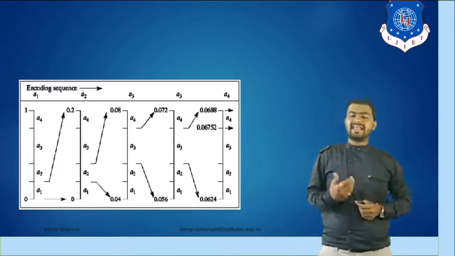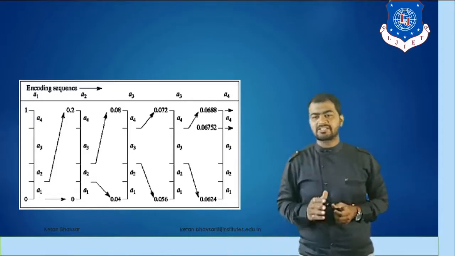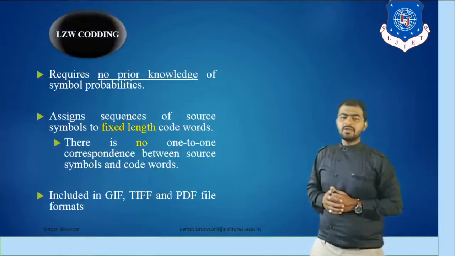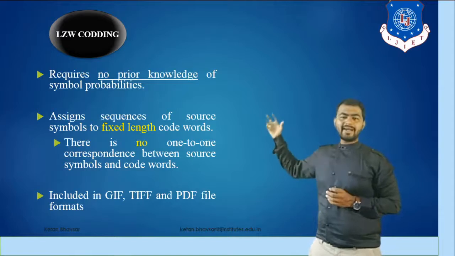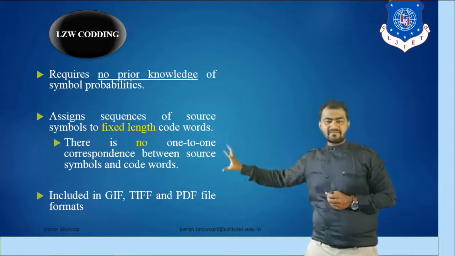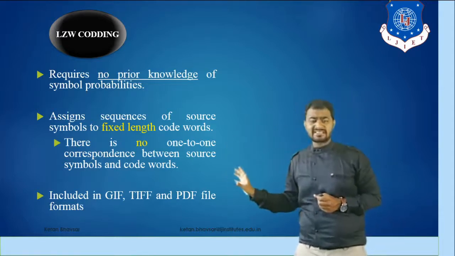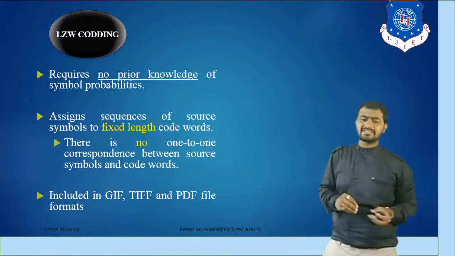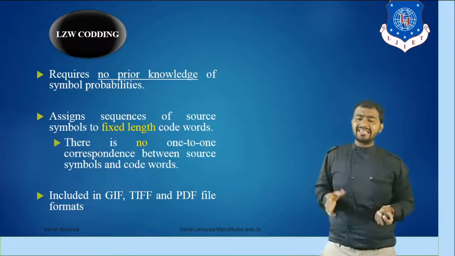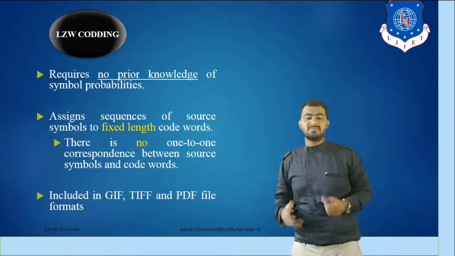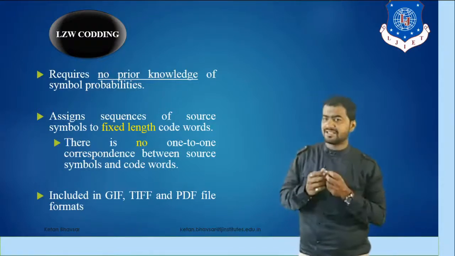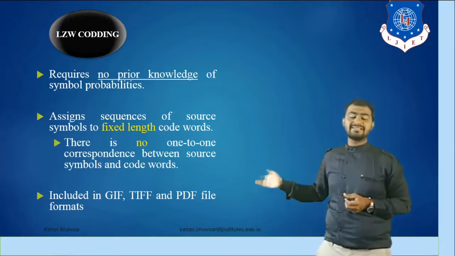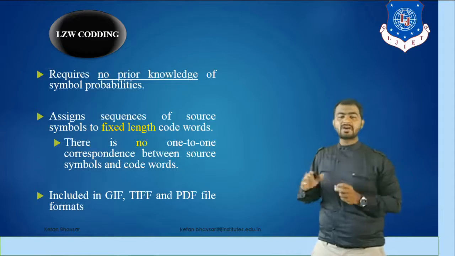Now we go to the next encoding concept, and it is called LZW. Now as you can see, LZW: how does it work? It basically assigns fixed-length code words. There is no one-to-one correspondence required between source symbols and the code words. It can work on any type of data: you can work on images, on PDF files, on text files, or any other type of data. Fine. So LZW means no prior knowledge is required.